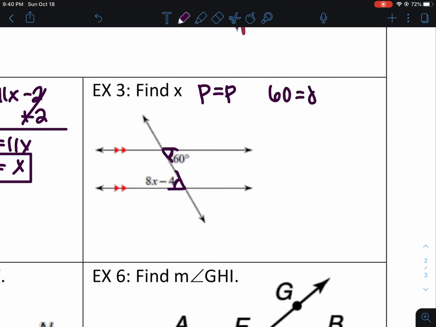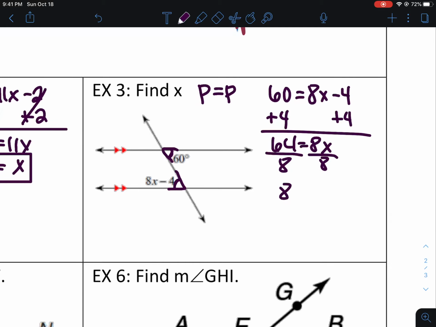So 60 equals 8x minus 4. Now we're just going to solve for x. We get 8 equals x, and that's all we needed to do.